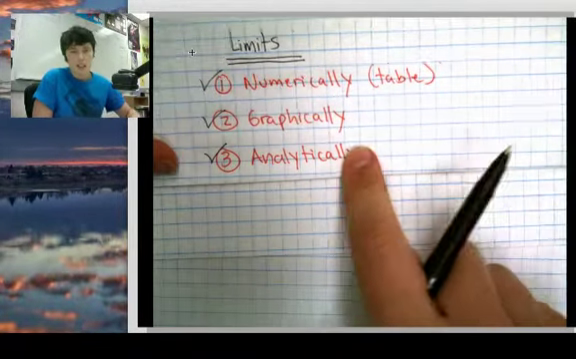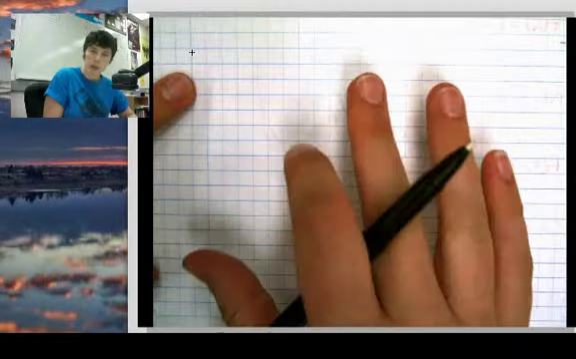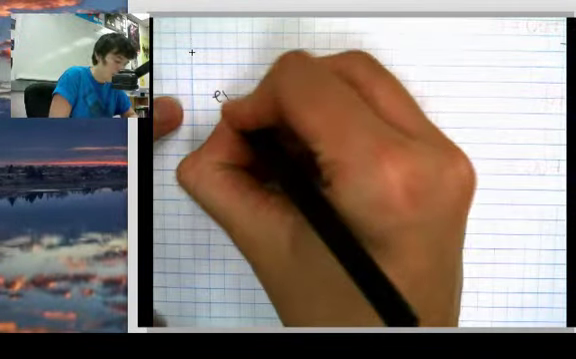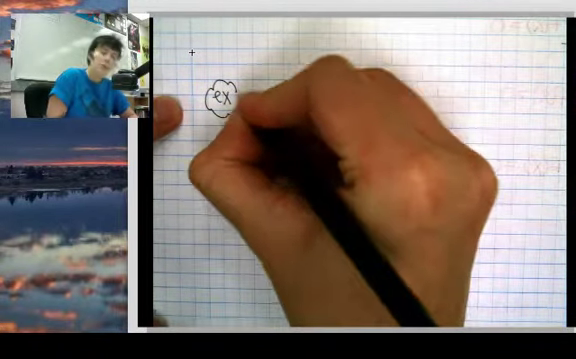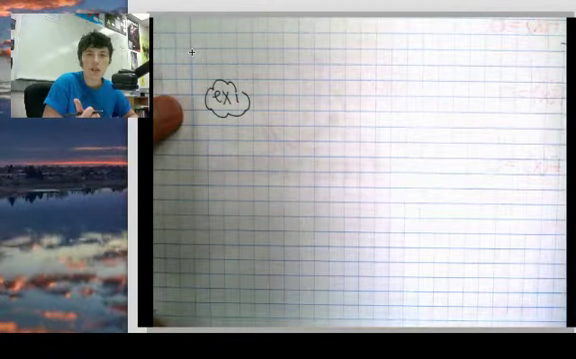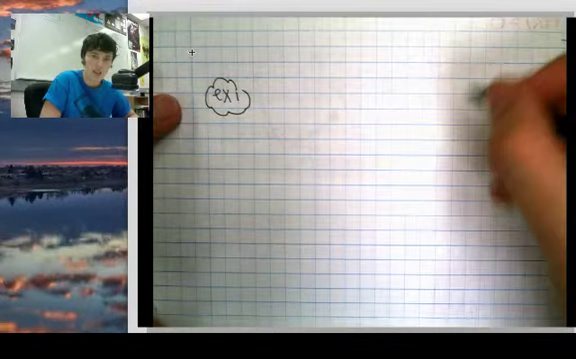So when I say analytically, what I mean is solving it with paper and pencil like we've got in front of us, just real traditional. And let me give you an example here. I want to be able to give you a limit, and you don't have to graph it, you don't have to make a table, you can just solve it by hand.